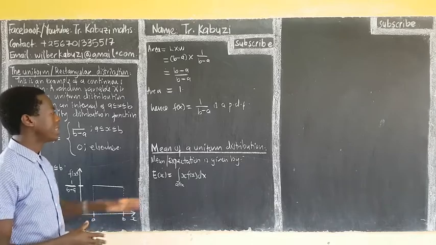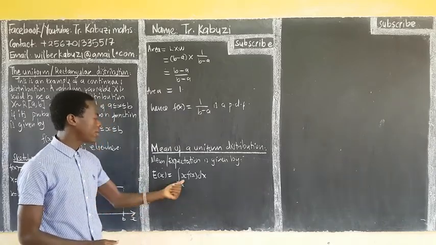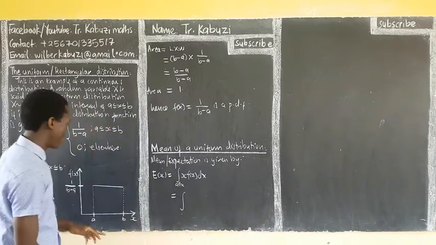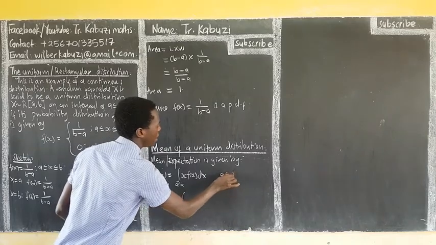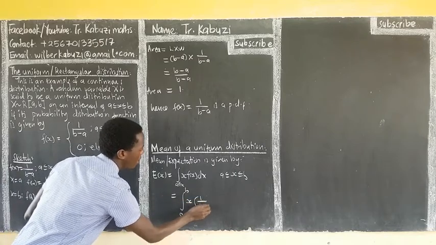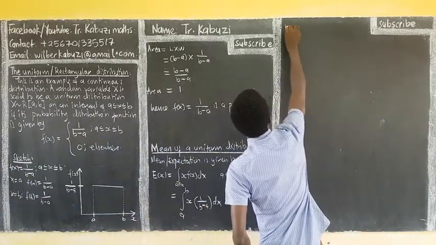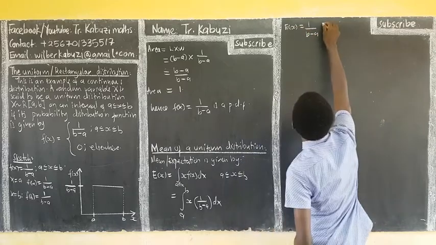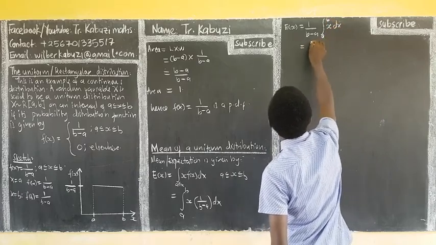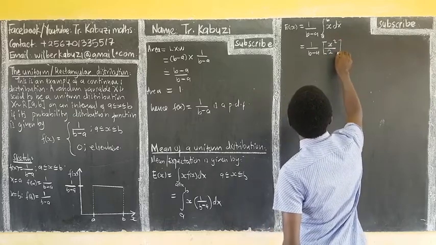From there we shall see something very important in the uniform distribution: the mean, which some people call the expectation. How do we get the expectation? The expectation is the integral of x times the PDF with respect to x. We are integrating over the interval of the PDF, from a to b, x times 1 over b minus a, dx. This is a constant, so we pull it out: 1 over b minus a times the integral of x dx from a to b. If I integrate this, I have 1 over b minus a times x squared over 2 from a to b.